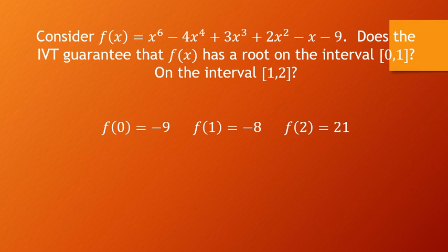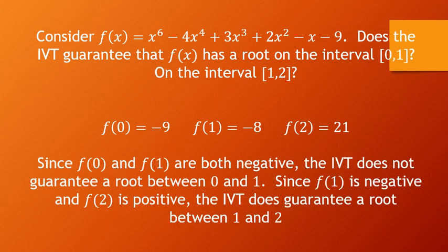So the first question that we were asked here: does the IVT guarantee that f of x has a root on the interval 0, 1? Well, f of 0 is negative, f of 1 is negative as well. We just said when the signs of both numbers are the same, either negative or positive, you are not guaranteed a root. All that the IVT guarantees is that if you pick some number between negative 8 and negative 9, then there is some x value between 0 and 1 such that f of that x value equals the number that you chose.